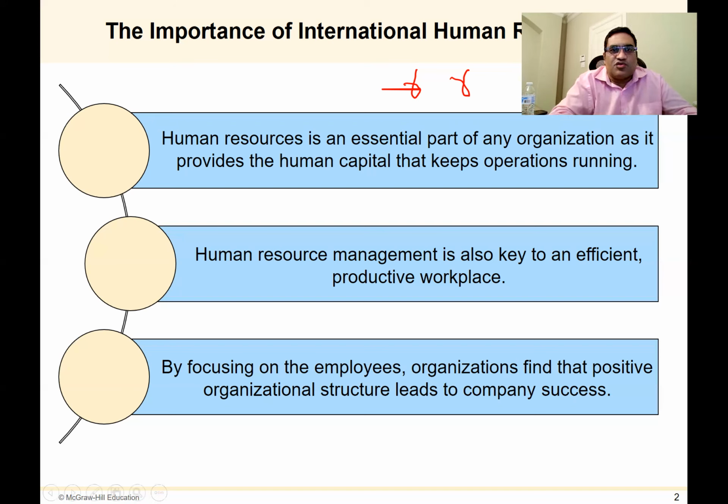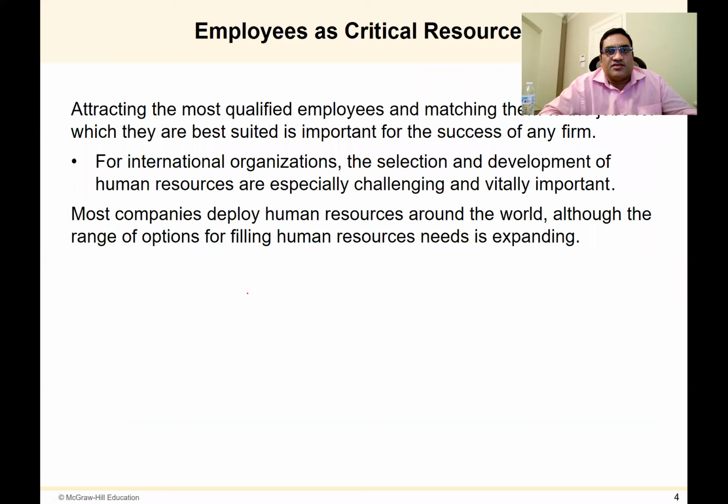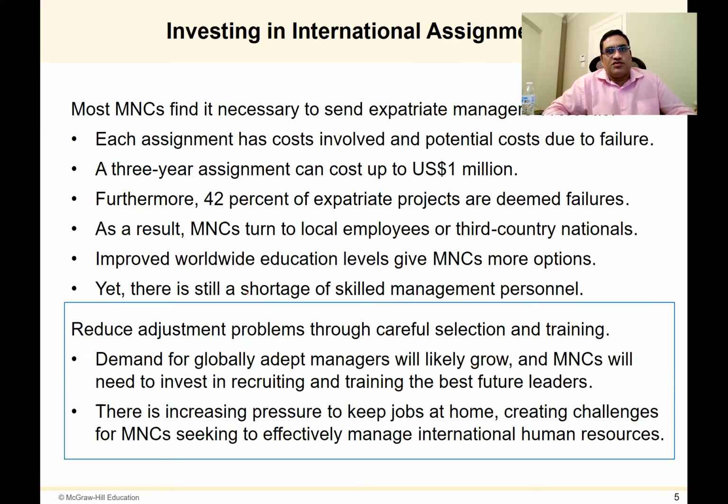As I said, HR is key to having a productive workplace and making sure the company is efficient. It's important to get the perspective from the employee's point of view and tailor the assignments based on the individual's capabilities and desires. As I mentioned, I'm trying to tell you what is beyond the textbook, so I'm quickly going through this. I like to uncover a few key points rather than going through everything, because all of you can read it.